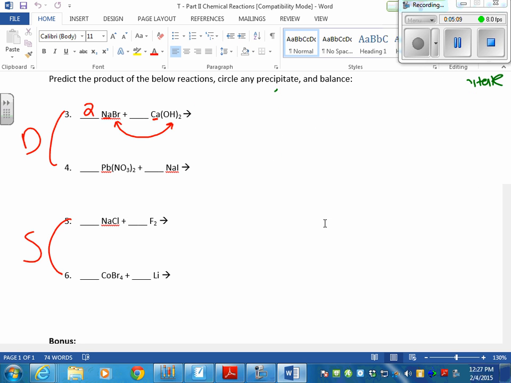Next, same double replacement. Polyatomic ion in parentheses. Rewrite the first ones. Oh, I see a sodium again. Remember, sodium's always soluble, so I can't circle whatever ends up with that. I'm going to drop the subscripts. I'm going to drop that 2, switch the partners. The I goes with lead, and the NO3 with sodium.